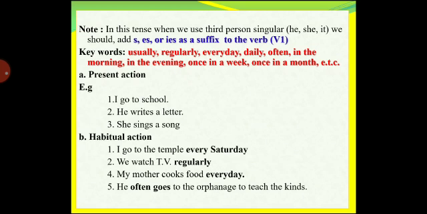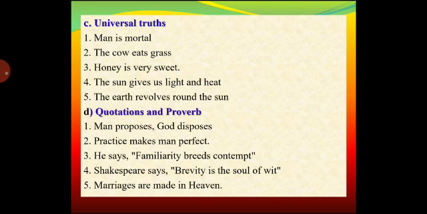So, present action, habitual action, and the third usage is universal truths. All universal truths can be said only in the simple present tense, so remember this very carefully. Here: man is immortal. The cow eats grass, a general truth. Now, honey is very sweet, a universal truth.